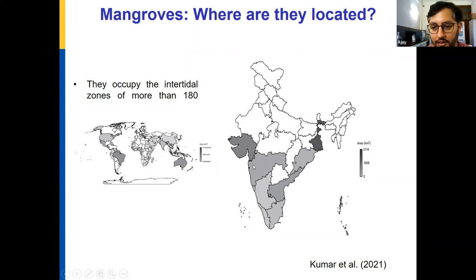On the right side, this is the figure of India and the different states in which these mangroves are found. You can see the coastal states, Kerala, Tamil Nadu, then Gujarat, Karnataka, and West Bengal. In all these states, you will see the presence of mangroves. And the maximum of them are found in the West Bengal region, which is part of the Sundarban mangroves.